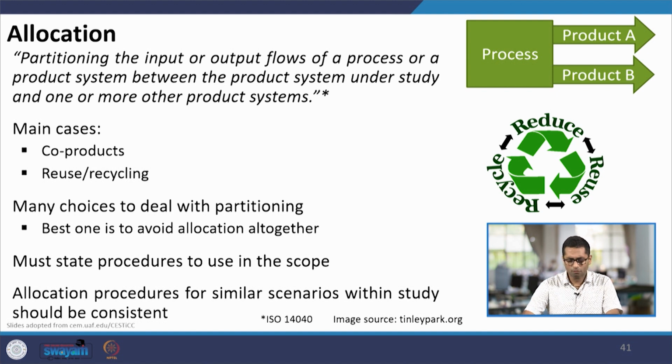And further, it is always advisable to choose consistent allocation procedures for the different parts of the process. It should not happen that for one particular aspect of the process you choose one kind of allocation procedure, and then for another process which is part of the same system, another allocation procedure. Because this problem is encountered in LCA quite often, a lot of strategies have been proposed for this, and we'll be discussing them as we move further.